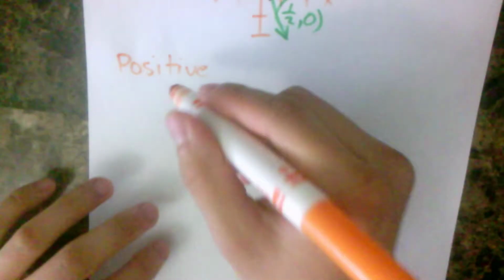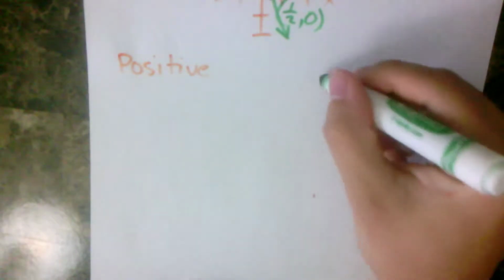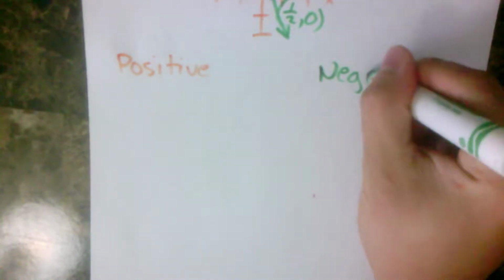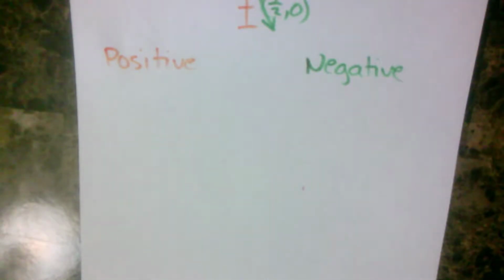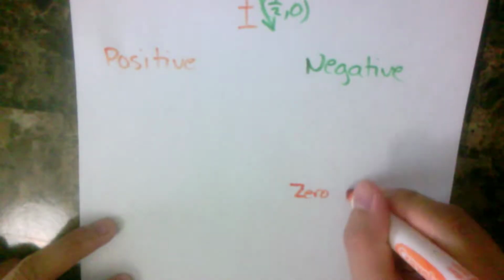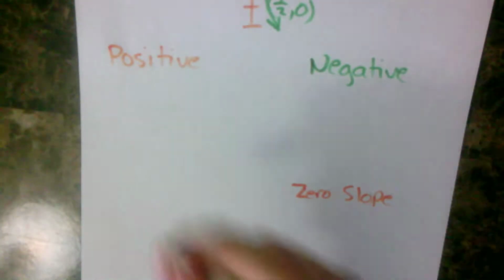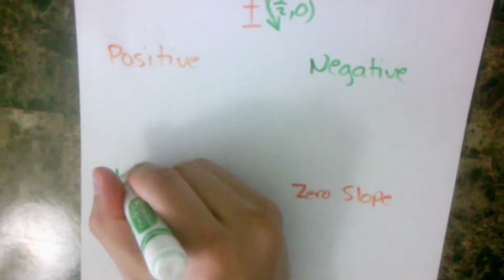Okay, so a positive slope. You can also have a negative slope. You can have a slope of 0, 0 slope, and you can have an undefined slope.